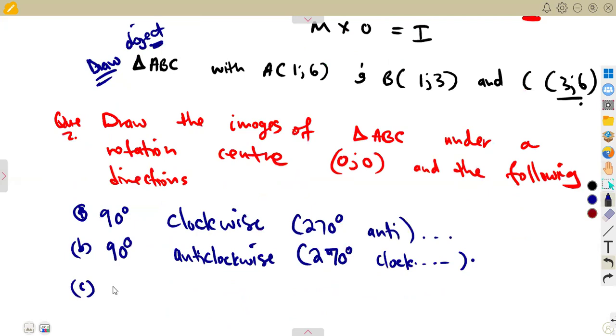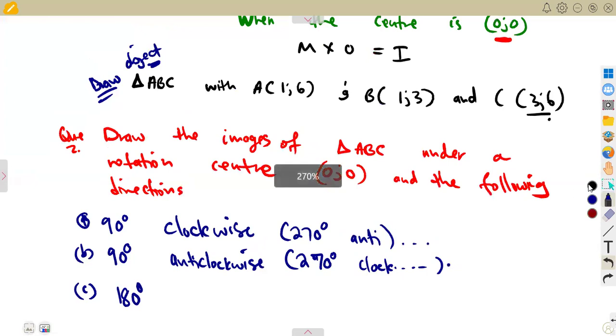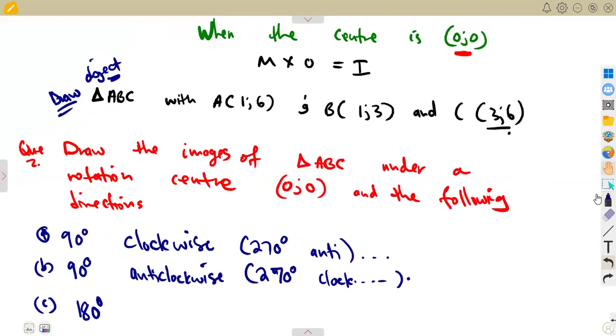Then I also need you to draw the one for 180 degrees. If your graph does not contain this, maybe you had a certain scale, just try to use 2 centimeters to represent 2 units. But I'm not worried about you drawing that. I'm worried about you having the coordinates. Because the center is 0, 0, you're just going to take the matrix, multiply it by the object, and you get your image.